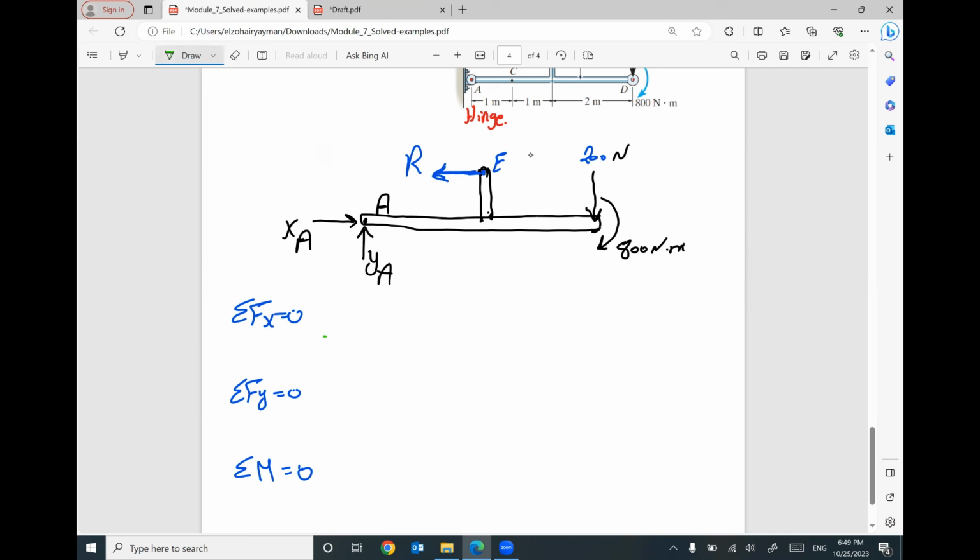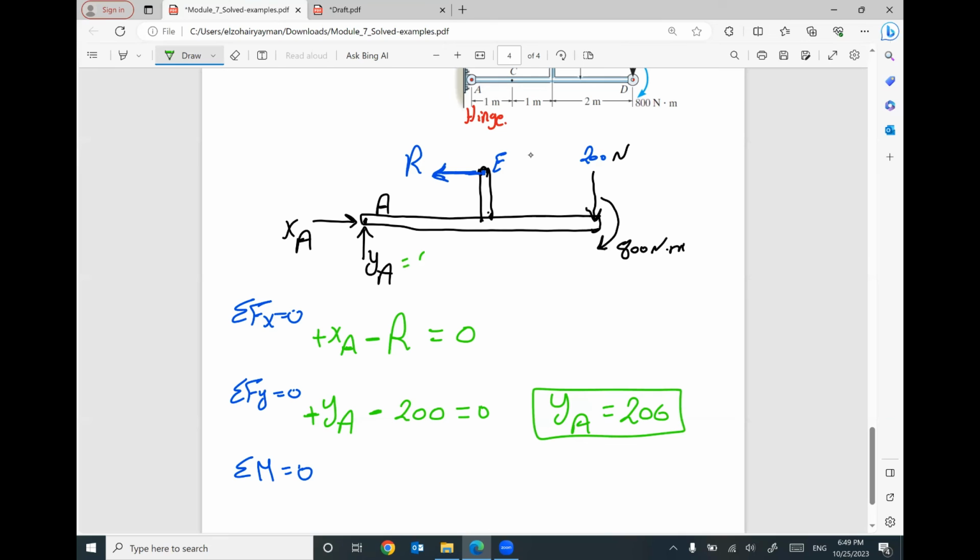Summation Fx: I have positive XA, I have negative R, nothing else I can do. Summation Fy equals 0: I have YA positive, I have negative 200 equals 0. So your reaction YA will be 200. That's fine. We are good. This reaction is 200.